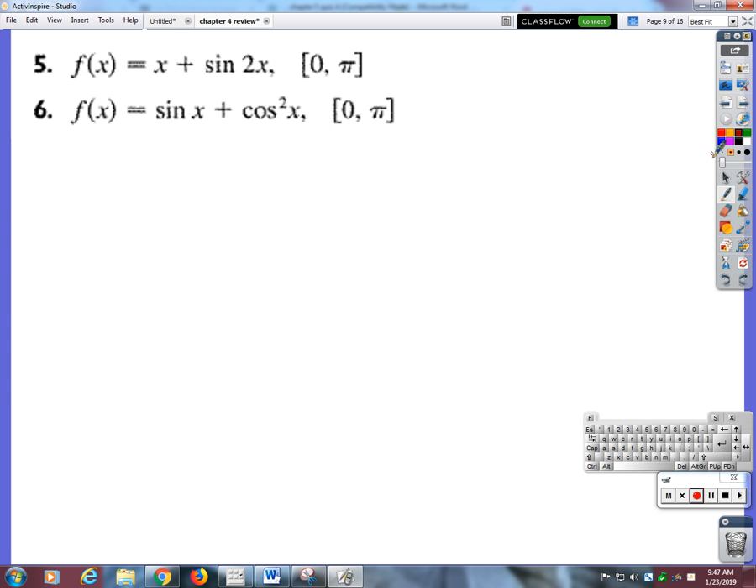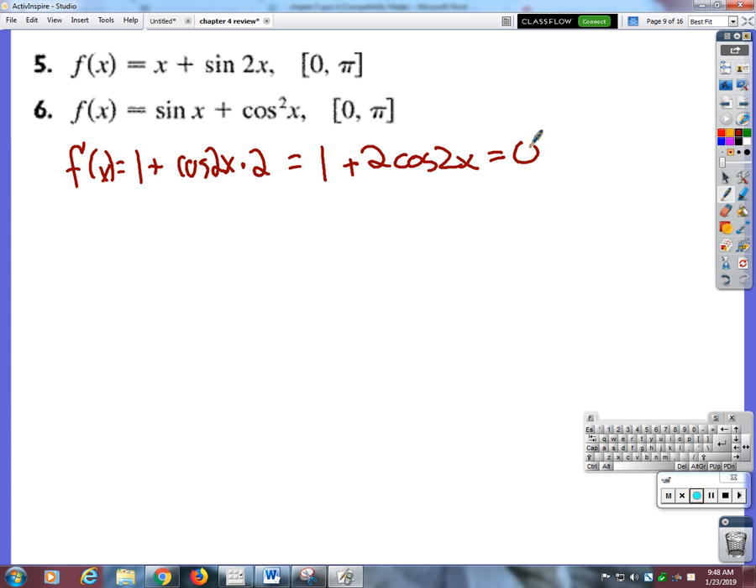Okay, number 5, you ready? Yeah? Take the derivative. Derivative of sine is positive cosine. Yep, good. 2 cosine 2x. So the derivative is 2 cosine 2x, because you have to take the derivative of this thing right there. It's a chain rule.